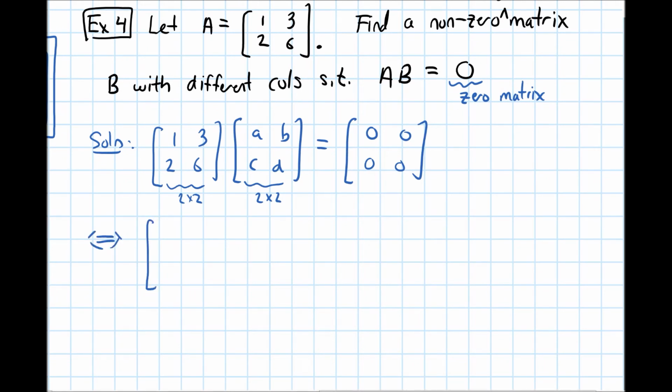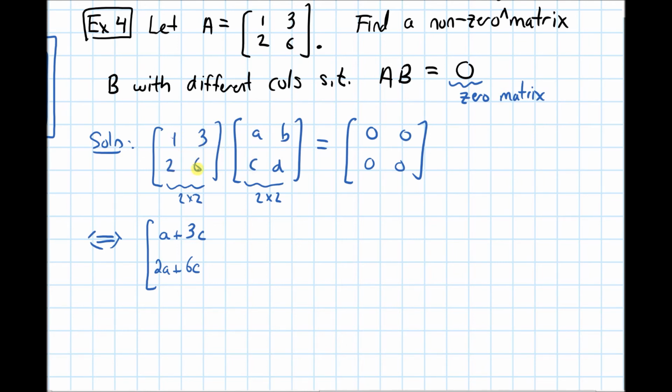So the left-hand side, if I multiply these matrices, I'll get 1 times a plus 3 times c for the first spot. So a plus 3c. Then I'll do the second row of A times the first column of B. So I'll get 2 times a plus 6 times c. So I've multiplied all the rows of A times the first column of B.